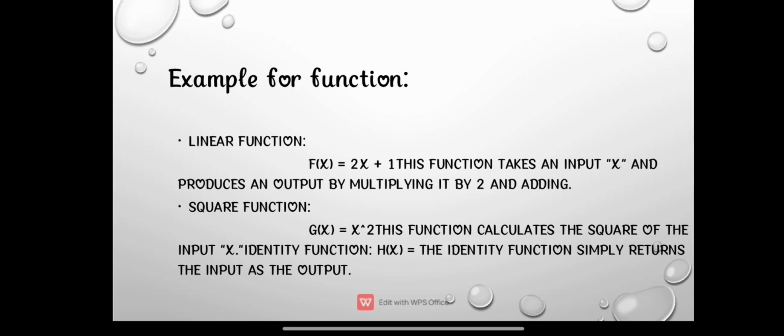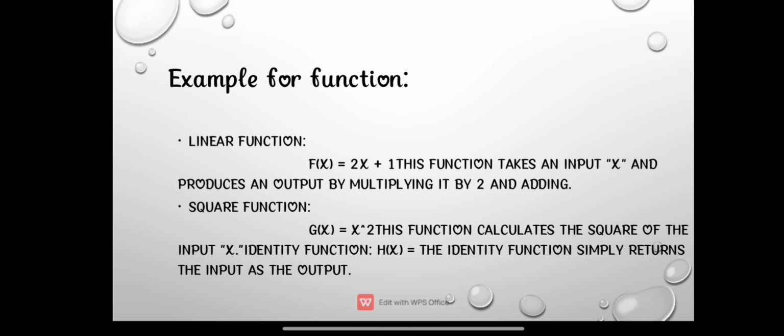An example for function: linear function, f(x) = 2x + 1. This function takes an input x and produces an output by multiplying it by 2 and adding 1. So you can see that the function is f(x) = 2x + 1. Here we are multiplying the input by 2 and adding 1. That's known as a linear function.